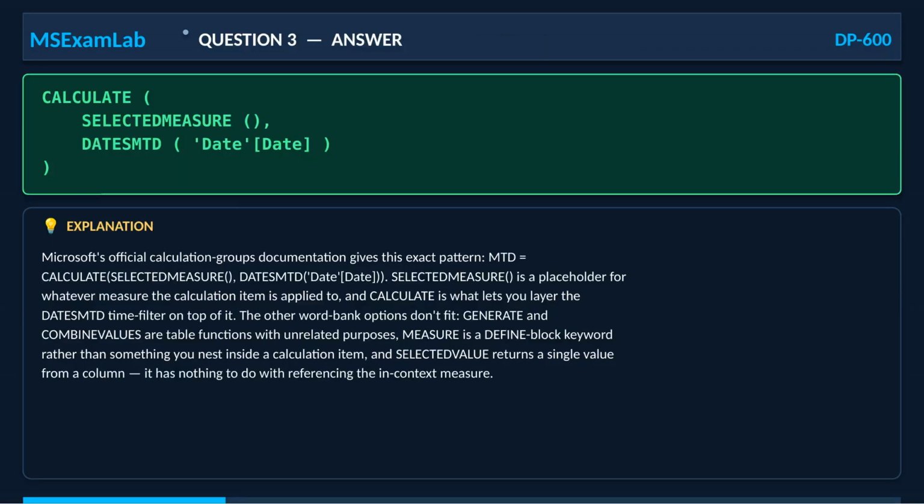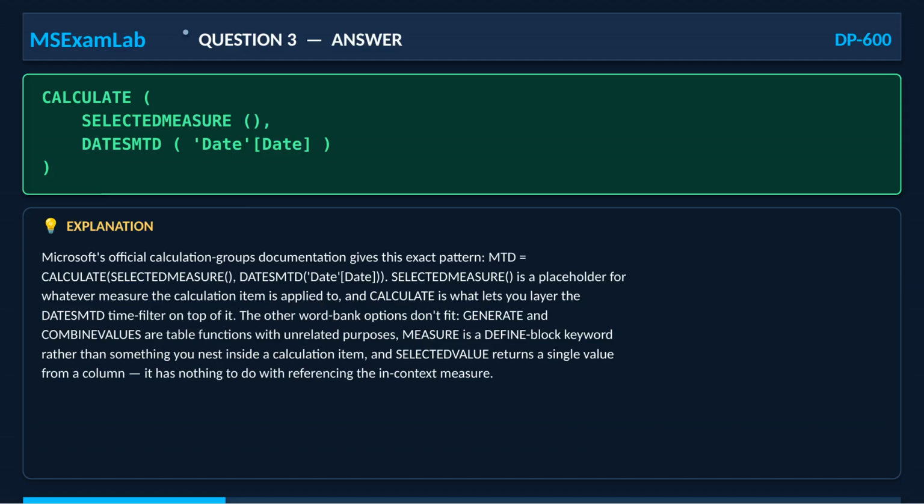The correct order is calculate, then selected measure. Microsoft's official calculation groups documentation gives this exact pattern, MTD equals calculate, selected measure, dates MTD date. Selected measure is a placeholder for whatever measure the calculation item is applied to. And calculate is what lets you layer the date's MTD time filter on top of it.